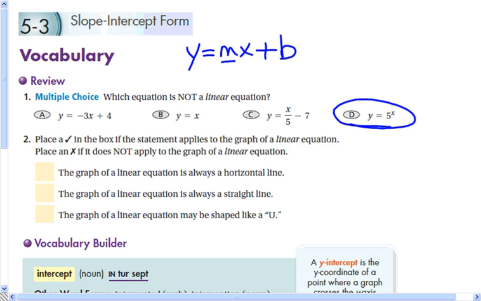Place a check in the box if the statement applies to the graph of a linear equation. Graph of a linear equation is always a horizontal line. That's not always a horizontal line. The graph of a linear equation is always a straight line. That is true. The graph of a linear equation may be shaped like a U. That is false.